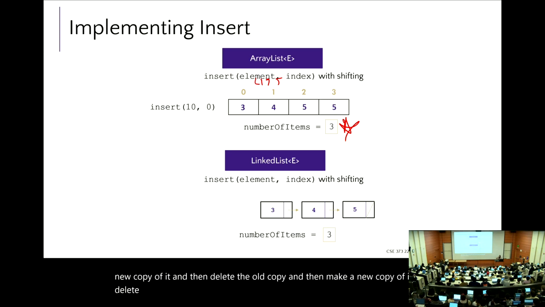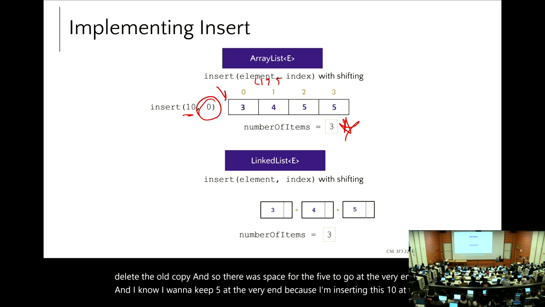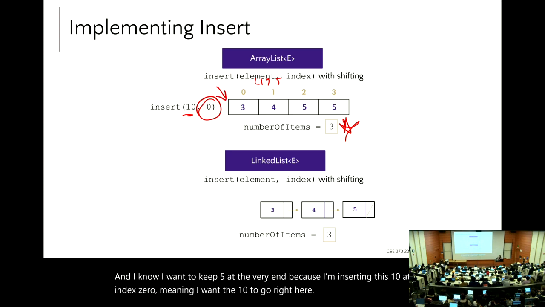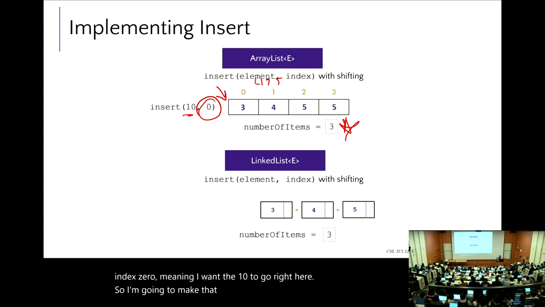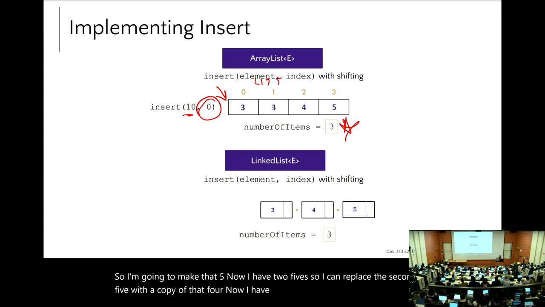And so there was space for the 5 to go at the very end. And I know I want to keep 5 at the very end because I'm inserting this 10 at index 0, meaning I want the 10 to go right here. So I'm going to make that 5. Now I have 2 5s, so I can replace the second 5 with a copy of that 4. Now I have 2 4s. I can replace that copy of the 4 with the 3.